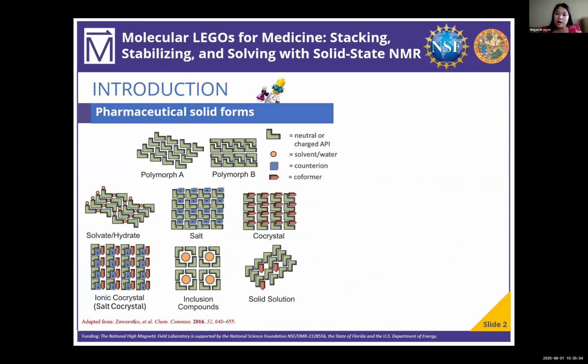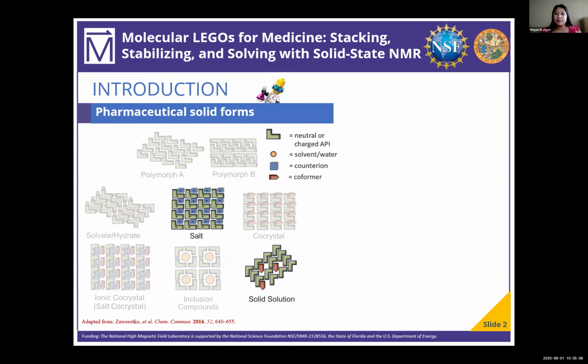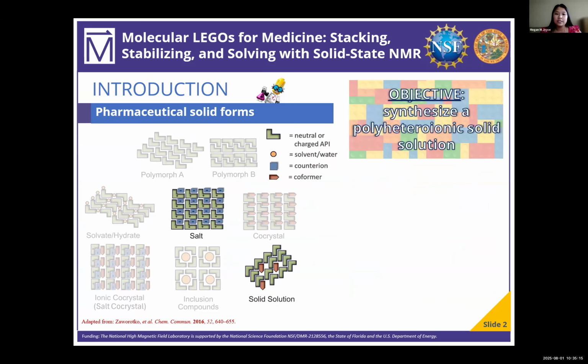So we are going to focus on complex integrative forms of salts and solid solutions. These include polyheterosalts and ionic solid solutions, as the objective of my project was to synthesize an integrated form with characteristics of both a salt and solid solution. This is known as a polyhetero ionic solid solution.